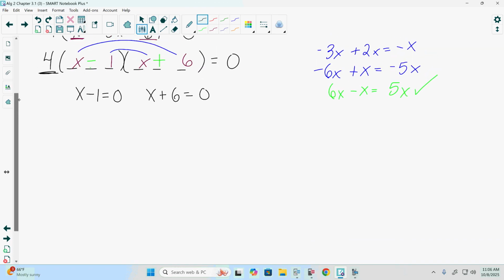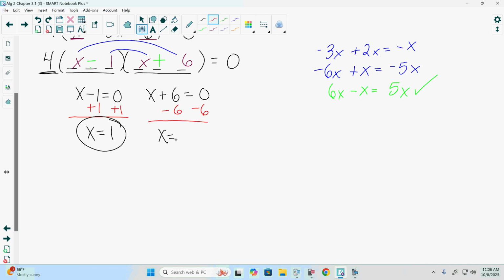So the only two places where we can have a 0 is with x minus 1 and x plus 6. Those are the only two places we can have a value of x that would make them be 0. Now with x minus 1, we would add 1 to both sides, telling us x is equal to 1. X plus 6, we would minus 6, telling us x is equal to negative 6.